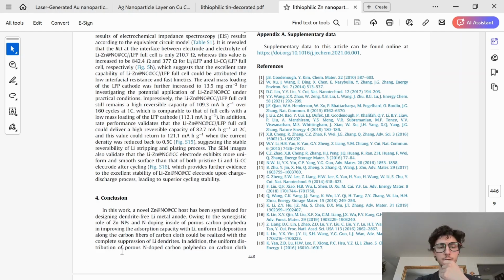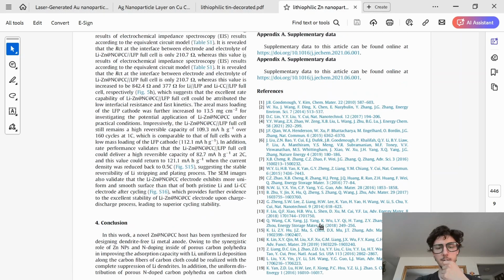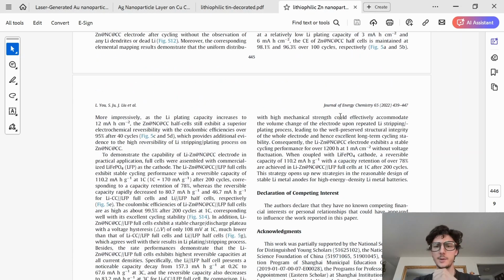In addition, the uniform distribution of porous N-doped carbon polyhedra on carbon cloth with high mechanical strength could effectively accommodate the volume change of the electrode upon a repeated lithium stripping/plating process, leading to the well-preserved structural integrity of the whole electrode and hence excellent long-term cycling stability.